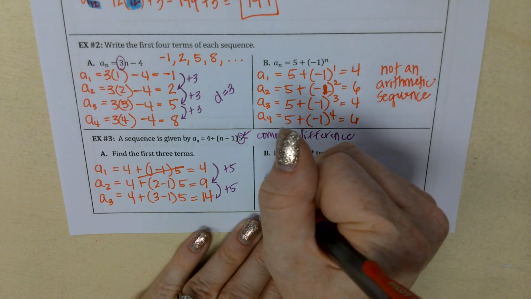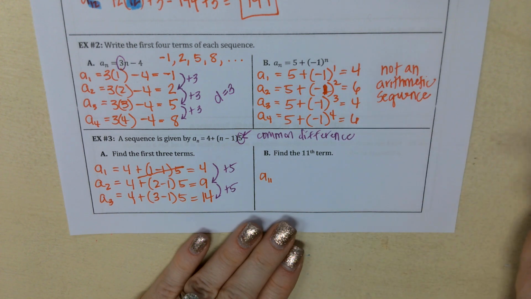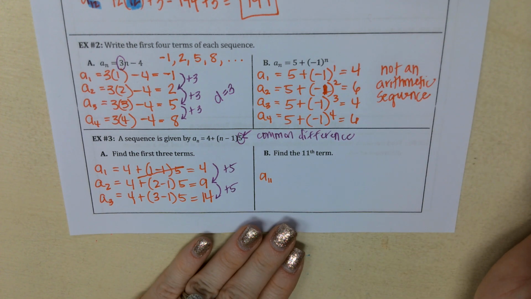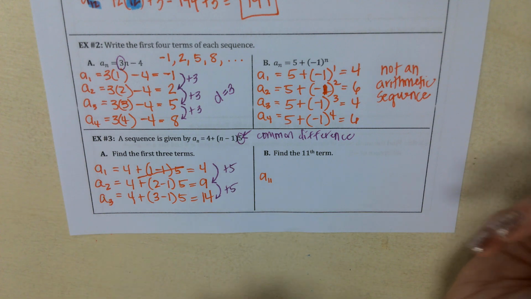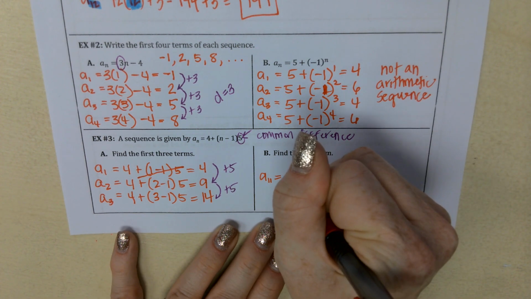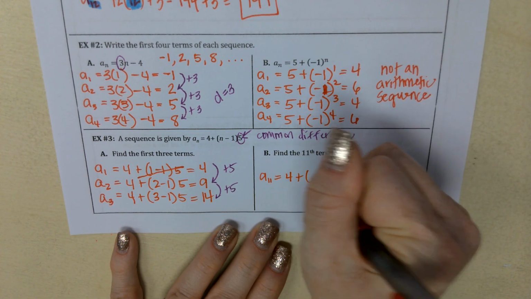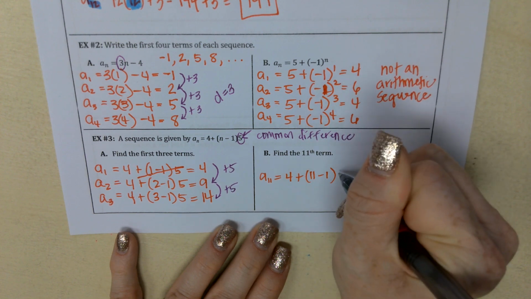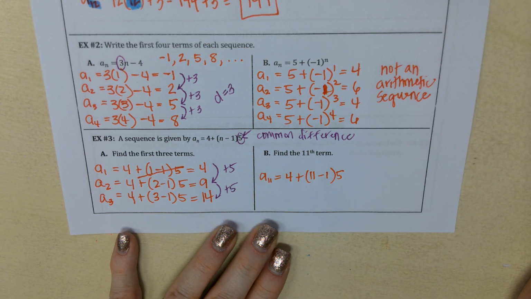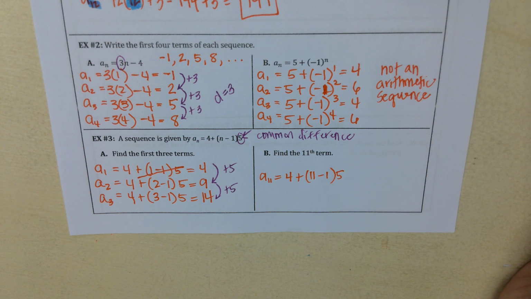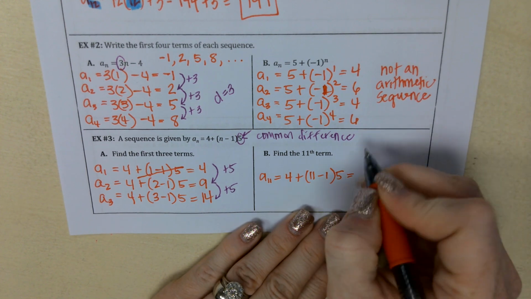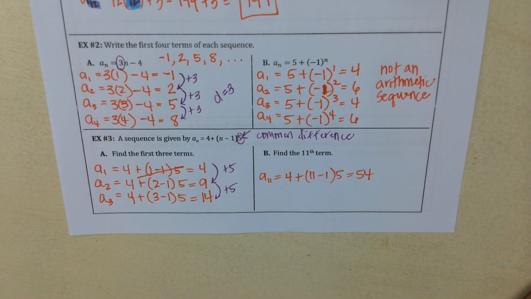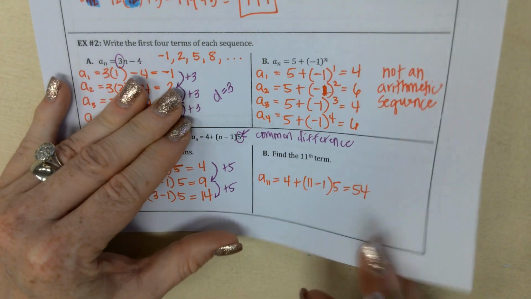All right, then this one asks me to find the 11th term. The good thing about the explicit formula is you don't have to know all 10 that come before it. You can directly plug in 11 to get the 11th term. Okay, 11 minus 1 is 10. 10 times 5 is 50. And 50 plus 4 is 54. Okay? Short, sweet, simple.